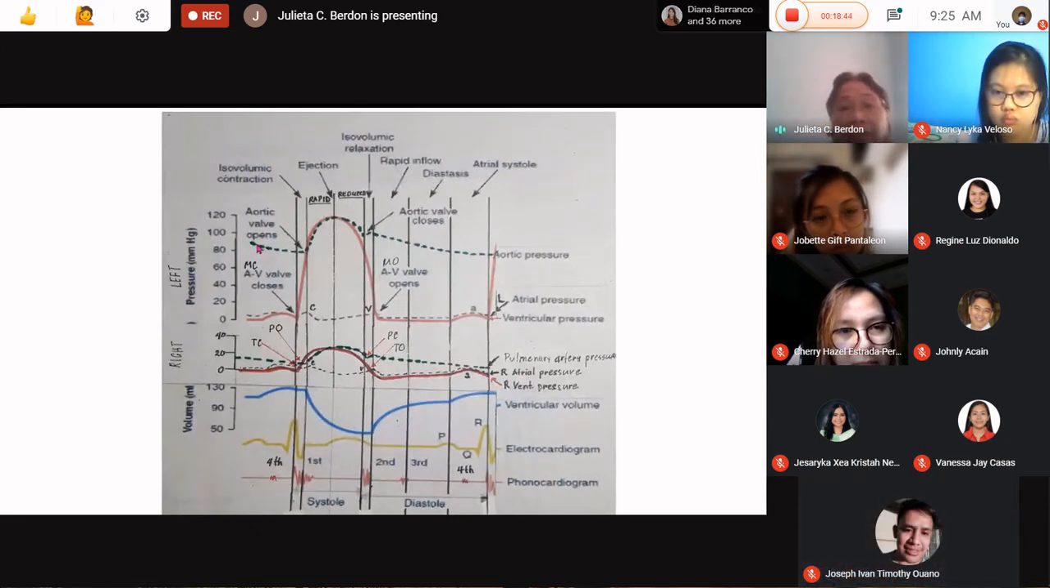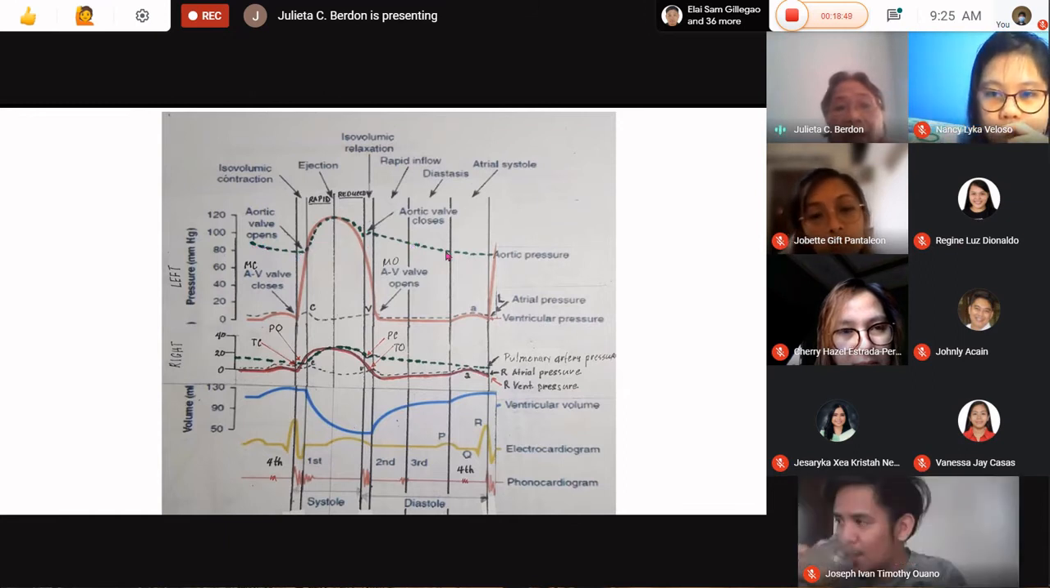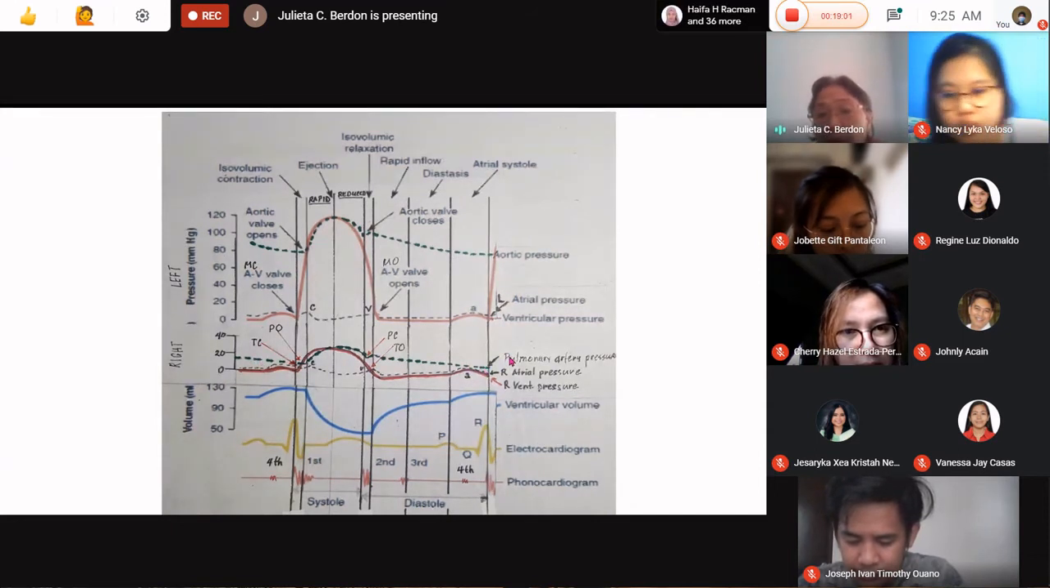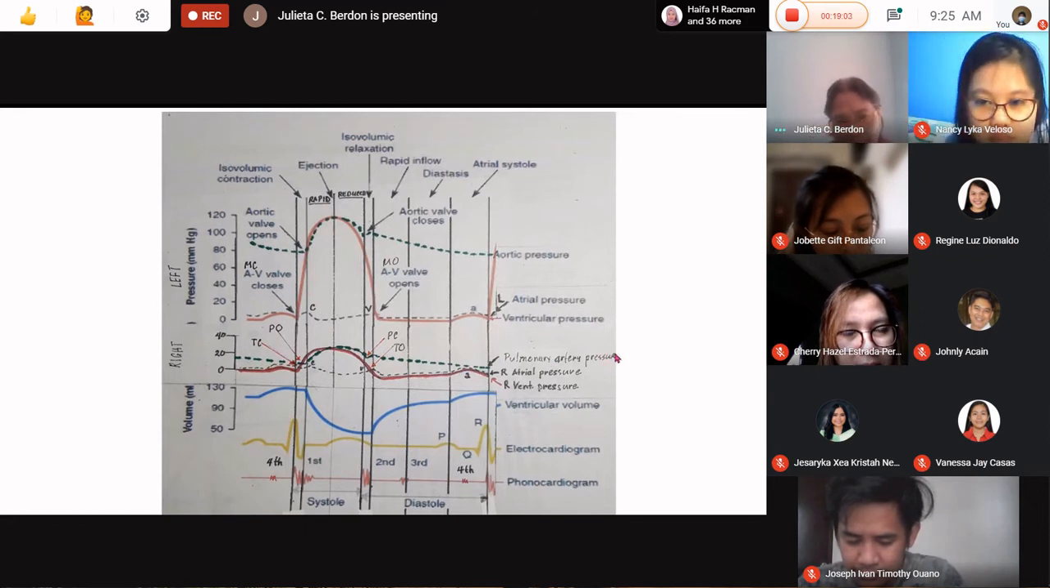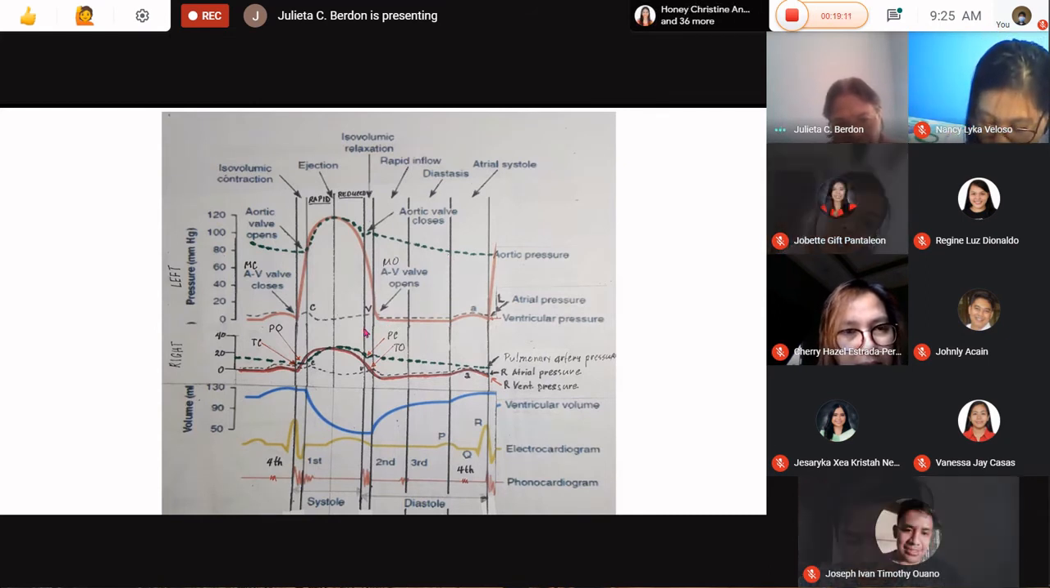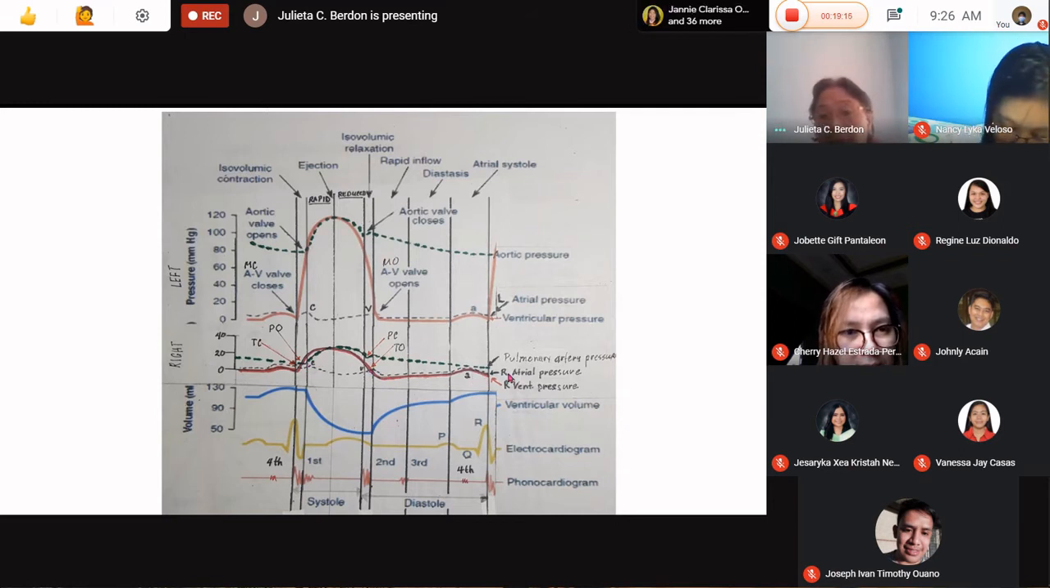Now the green, can you appreciate the green color? The green dotted line is your aortic pressure. And what is the equivalent at the right side? Again, the green dotted line represents your pulmonary artery pressure. So they are the counterparts. And then this red line here, of course, will be right ventricular pressure.